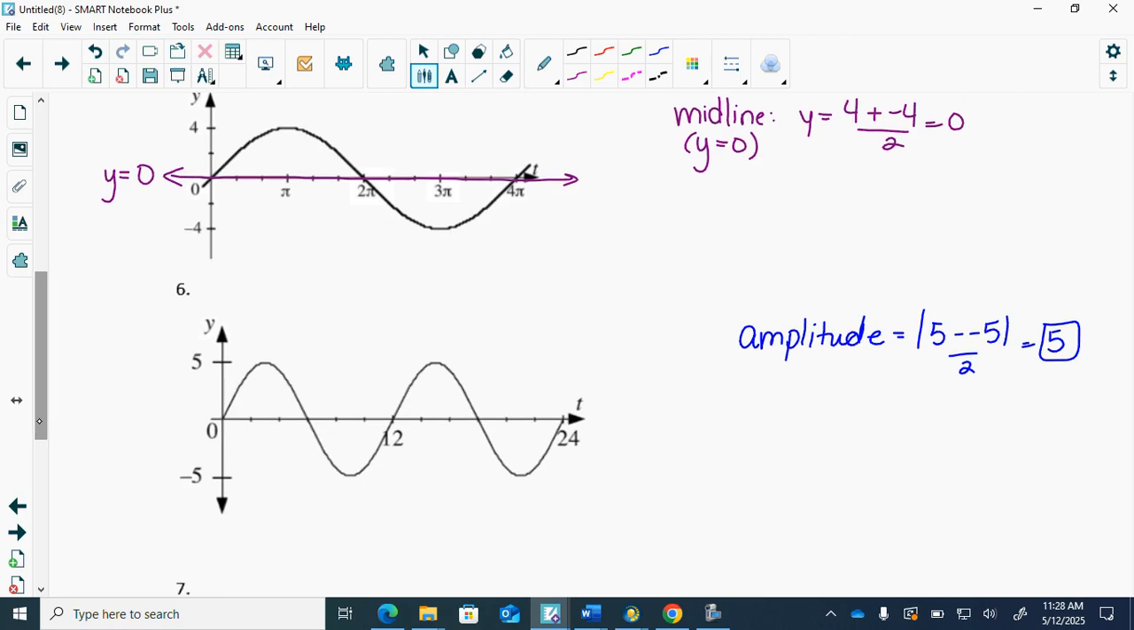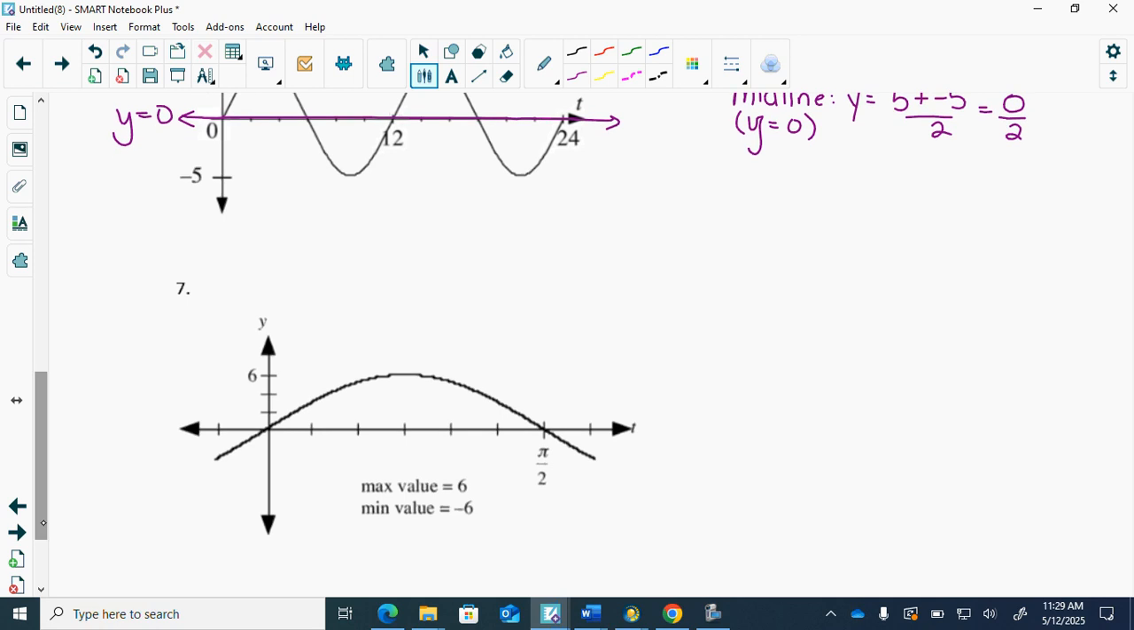Okay, 6, midline, is y equals max, which is 5, plus min, which is negative 5 divided by 2, which is y equals 0. And it's symmetrical again, so that makes sense. This one, I've been skipping the whole time. The amplitude is 6, and the midline is y equals 0.